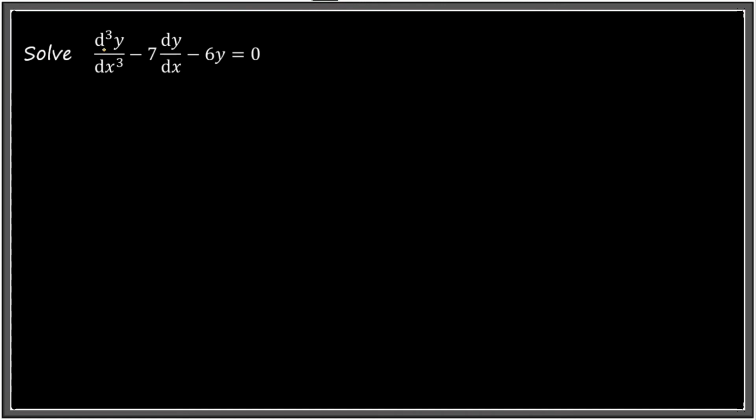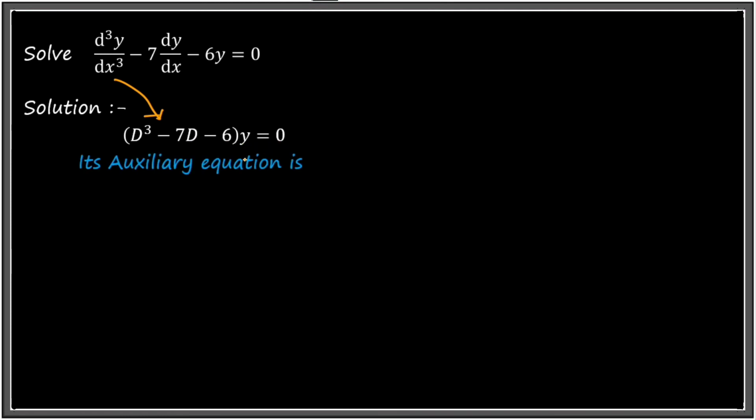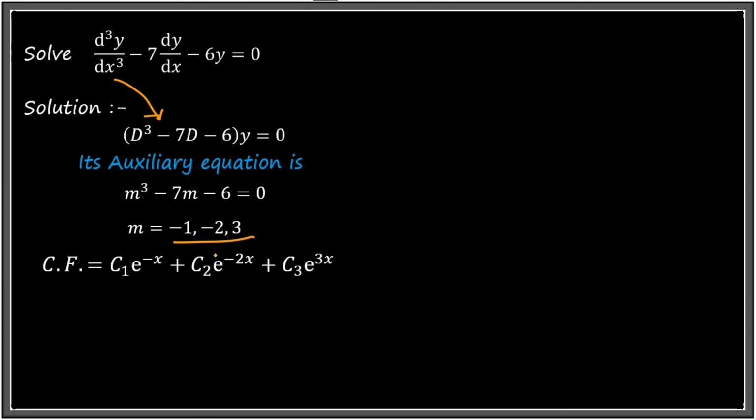Now some examples. Solve d³y/dx³ - 7 dy/dx - 6y = 0. So the solution: we first write it in differential operator form, that is (D³ - 7D - 6)y = 0. Then its auxiliary equation in the form of m. Then calculate the roots, that is -1, -2, 3. That is, real and different. Here -1 is the first root, here second, and here is the third root.